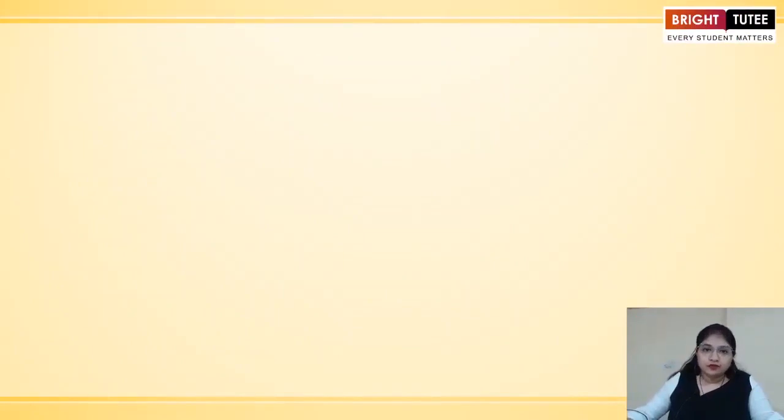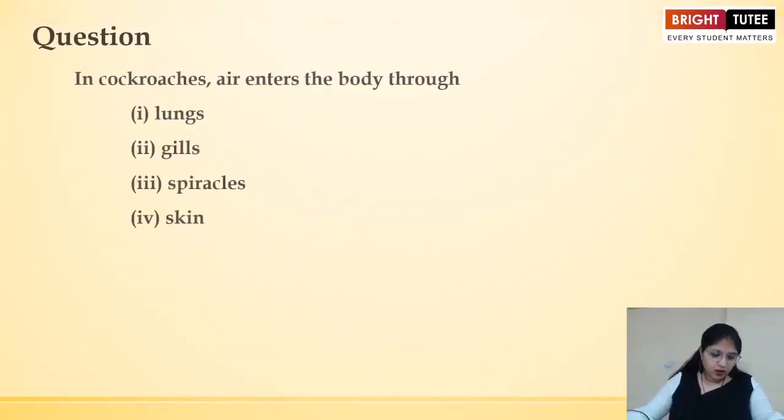Now let's look at the first question. In cockroaches, air enters the body through A. lungs, B. gills, C. spiracles, or D. skin. So we know in cockroaches there are small openings on the side of its body called the spiracles.